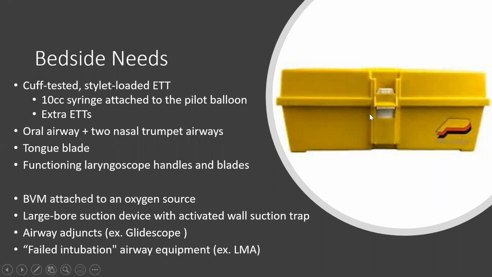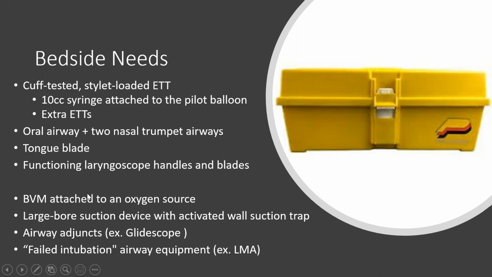You are all familiar with our yellow tackle box, and pretty much everything that we need at the bedside for routine intubation is going to be present in that tackle box. Some of the things that we need are just in the room, and other things are going to be within the pod of the medical intensive care unit. So your bedside needs are going to include your cuffed endotracheal tube. Within the tackle box, we have our oral airway, nasal trumpets, and tongue blades, just adjuncts that will help you insert your endotracheal tube. There should be a functioning laryngoscope, handles and blades.